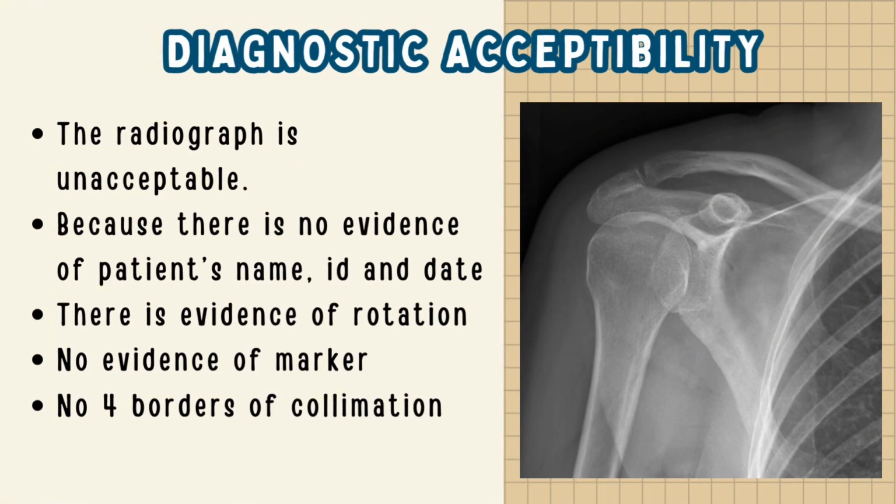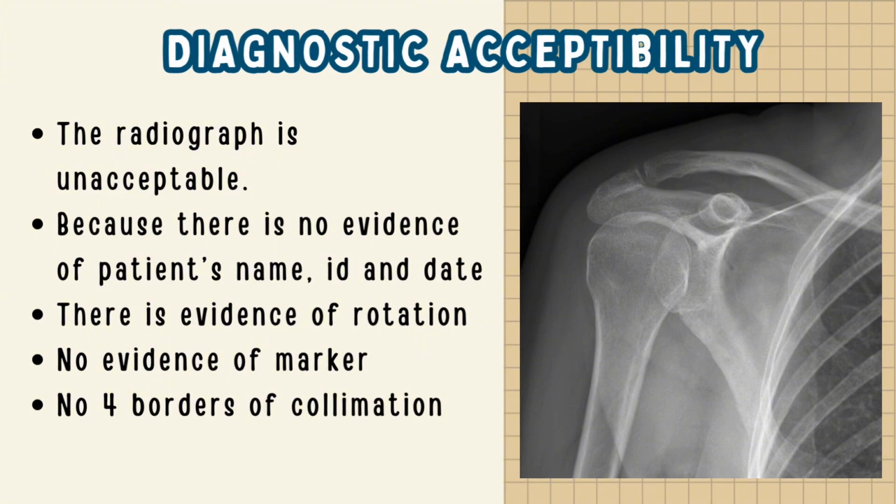Now, I will explain the diagnostic acceptability in more detail. So, for this radiograph, it is considered not acceptable because it contains several major errors. Firstly, there is no patient information such as the name, ID, date, and place of examination. This is very important for patient identification, and without it, the radiograph cannot be verified. Secondly, there is no anatomical marker shown on the radiograph. This can cause confusion in identifying the correct side of the body.